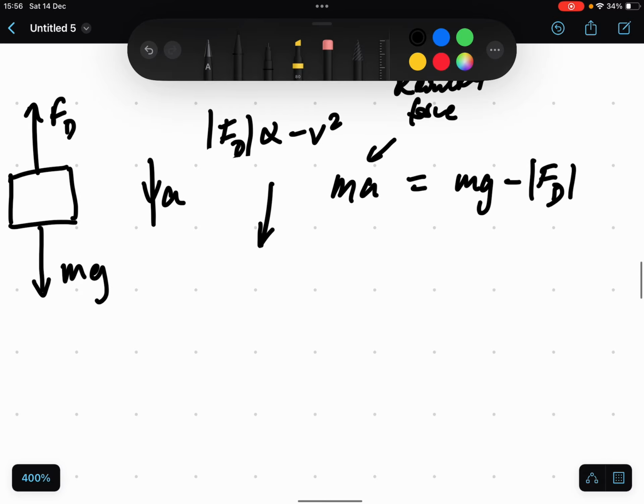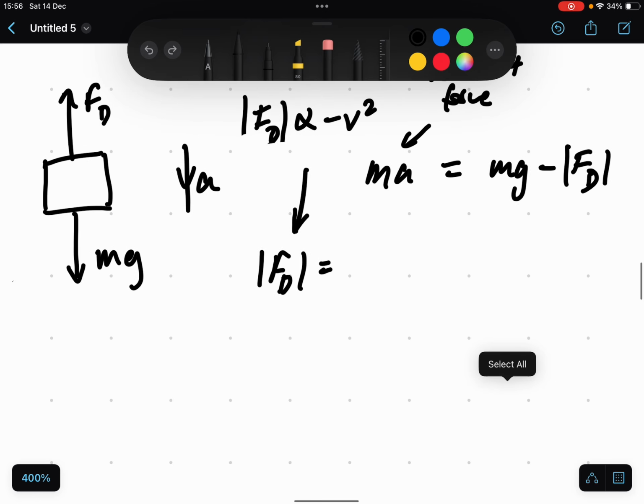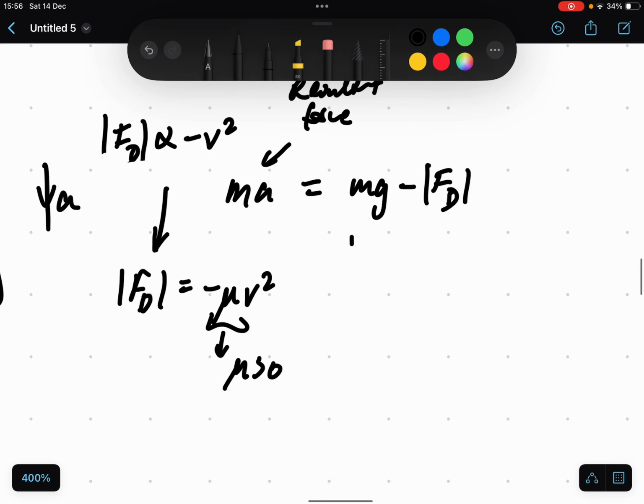If we go back to this equation, we're thinking of the magnitude of Fd, and if you're wondering, the reason we take the magnitude of Fd is because this has a direction. We're just ignoring the direction, we're just thinking about the force. And we're going to say that's equal to mu v squared. Well, mu is just some constant, mu is greater than 0. And we can just put that into the equation, and we're left with mg minus mu v squared.